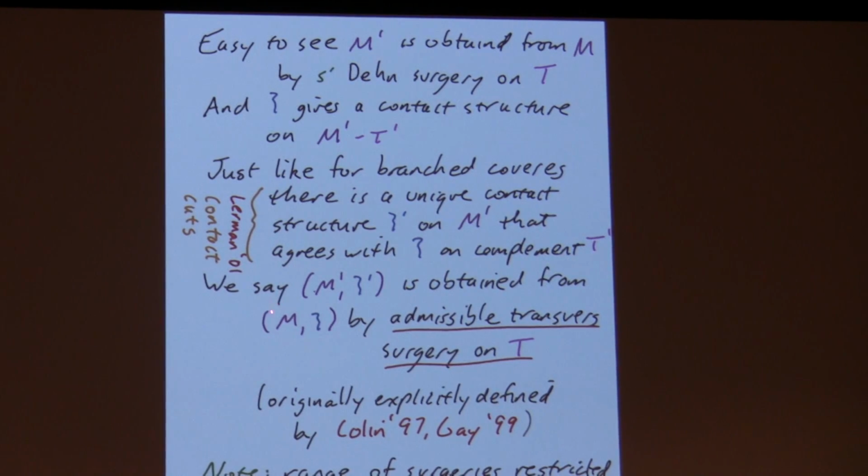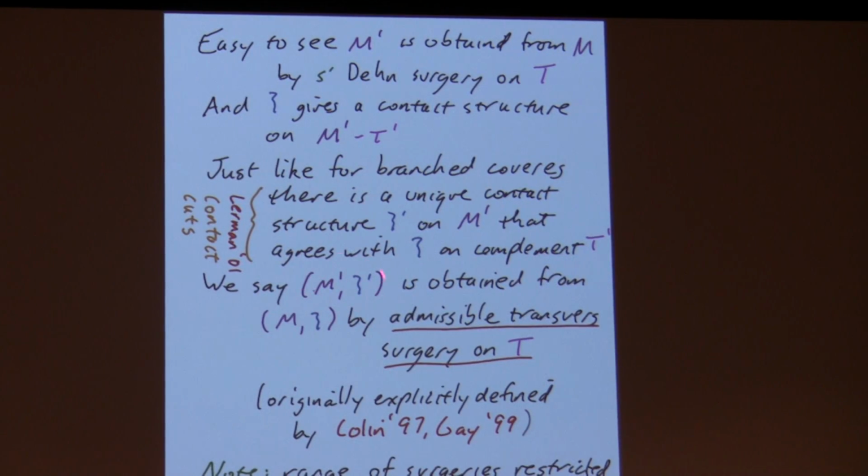OK, good. So we call this contact manifold, this M prime, xi prime, we say it's obtained from M, xi by admissible transverse surgery on T. And I should point out that the first time this sort of surgery was explicitly written down was in a paper of Vincent Colin, and shortly thereafter, David Gay wrote it down in his thesis. They were completely independent of each other. I don't think either one of them knew about the other's work. But this sort of thing was more or less implicit in the work of Martinet and Lutz back in the 1970s. But they didn't really write it out in these terms, make it quite this explicit.